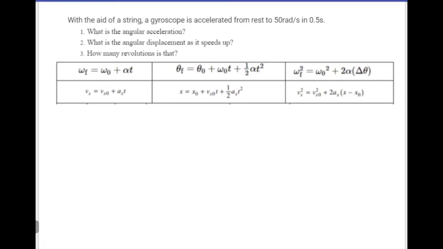Alrighty guys, let's go ahead and get started with some of these example problems. So the first one says, with the aid of a string, a gyroscope is accelerated from rest to 50 radians per second in 0.5 seconds. So first thing that we want to do is list all of our variables below.